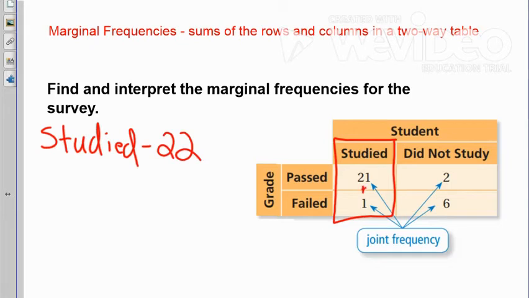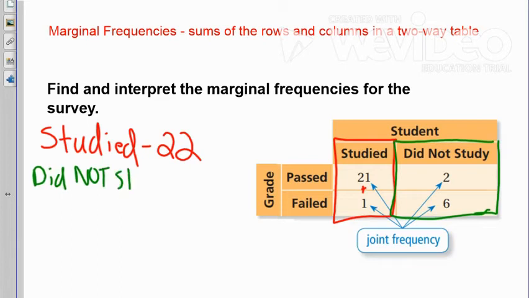All right. Now the next thing we're going to look at is if you did not study. Okay, and again, we just add those up. Okay, so those who did not study. So we add those up there, and we're going to get 2 plus 6. So that's a total of 8 students.